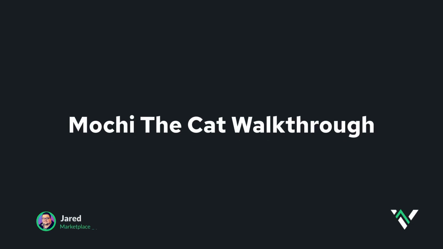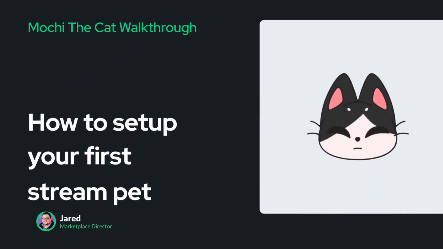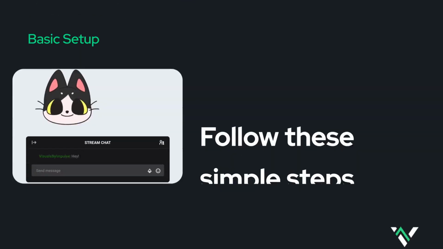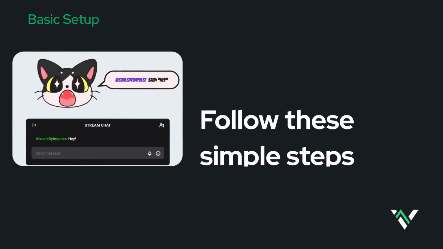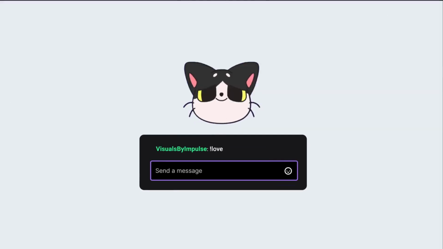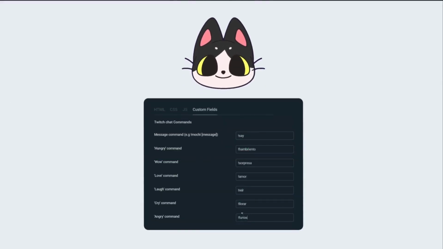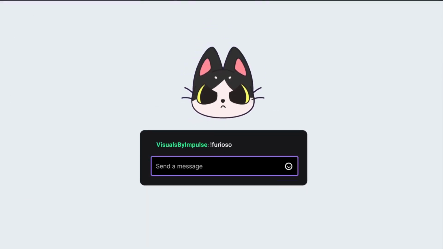Hi, Jared with Visuals by Impulse, and I'm going to show you how to get started with our very first stream pet, Mochi the cat. Mochi can tell us exactly what your chat is saying, and you can customize exactly how your chat is going to interact with Mochi the cat by setting your very own Twitch commands which control the messages as well as Mochi the cat's emotes.